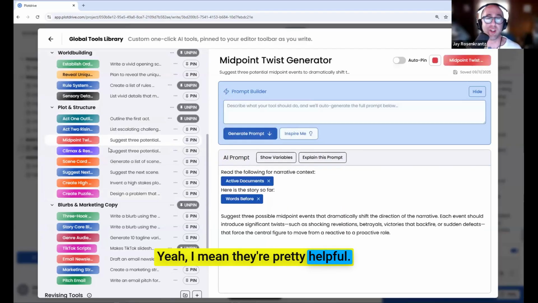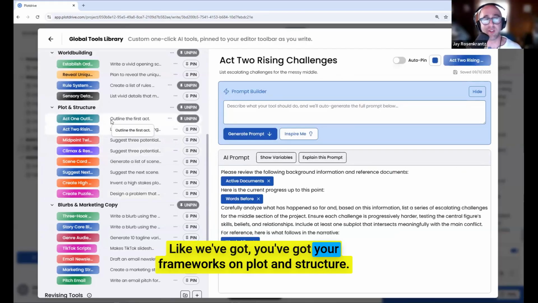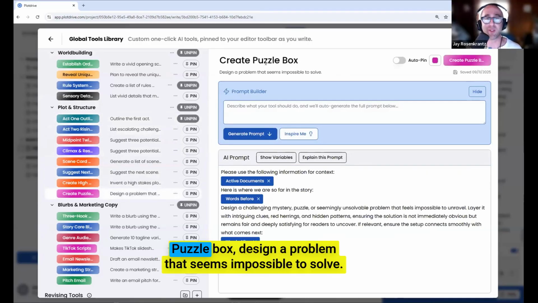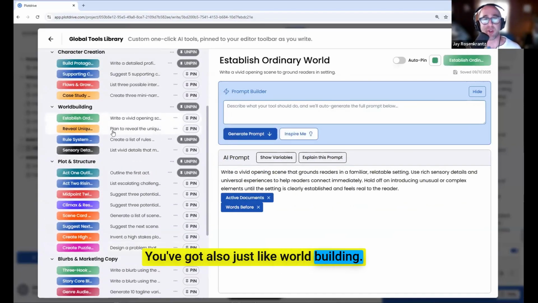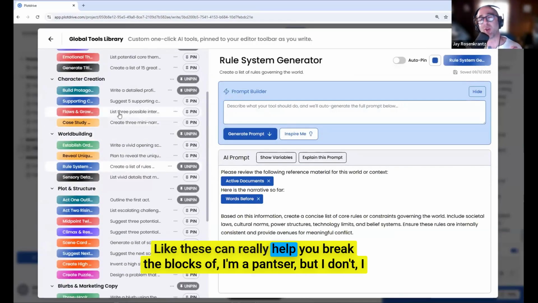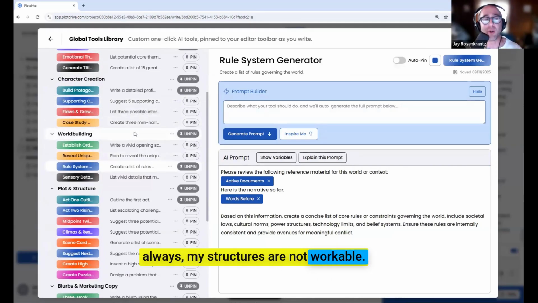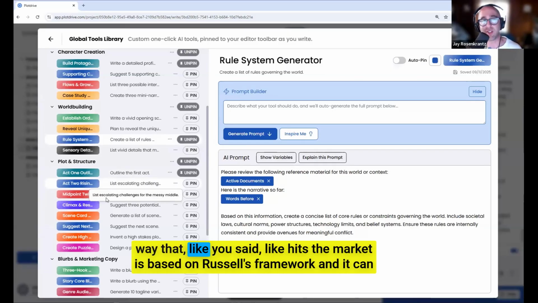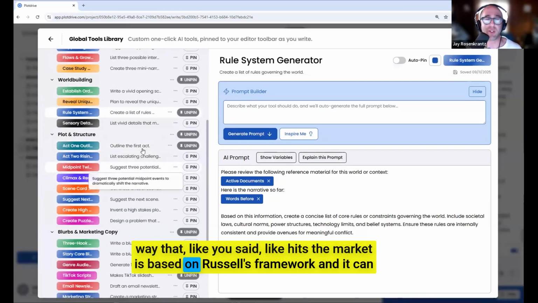Yeah, I mean, they're pretty helpful. You've got your frameworks on plot and structure. Love this one, create puzzle box: design a problem that seems impossible to solve. You've also got world building, like create a rule system governing the world. These can really help you break the blocks of, I'm a pantser, but my structures are not workable. You can just use these to take what you've pantsed and then help you structure it in a way that, like you said, hits the market and is based on Russell's framework.